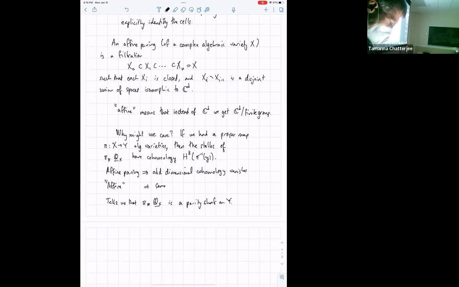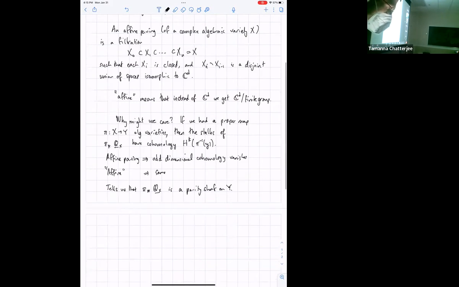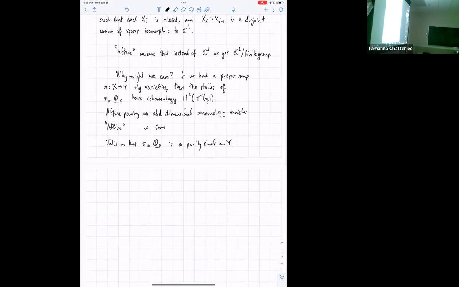Although we don't really have applications yet in the modular case of this generalized Springer resolution, this is giving us an idea that it might be a useful property to have. So that's at least one motivation for why you might care about the affine paving property.